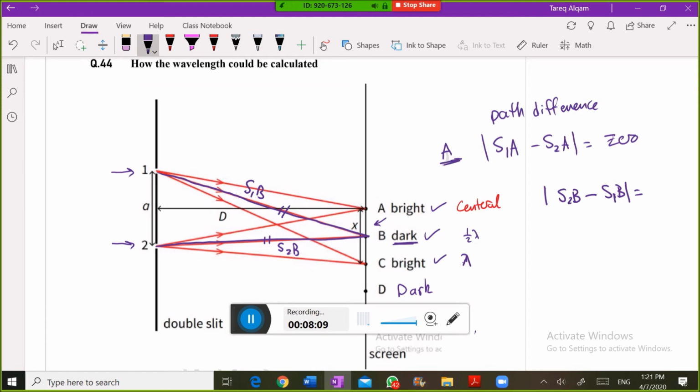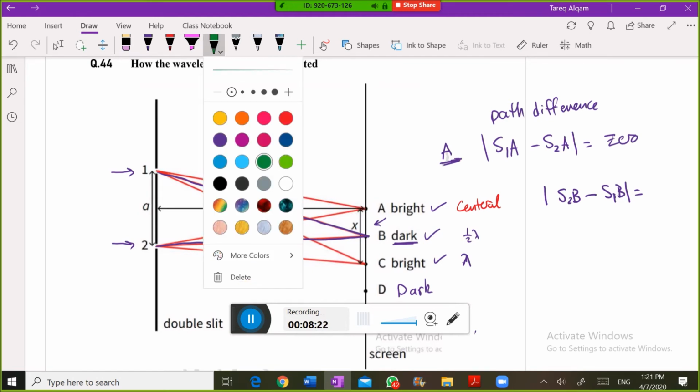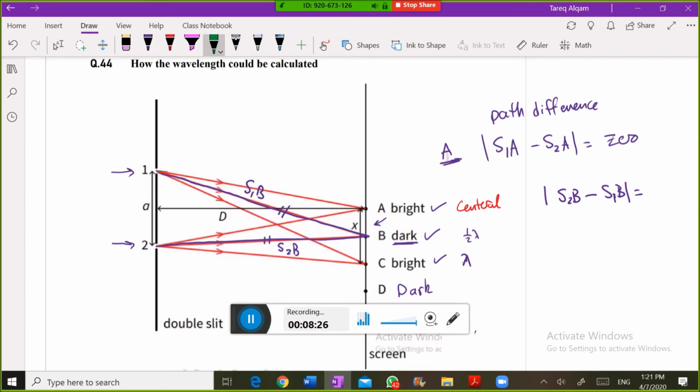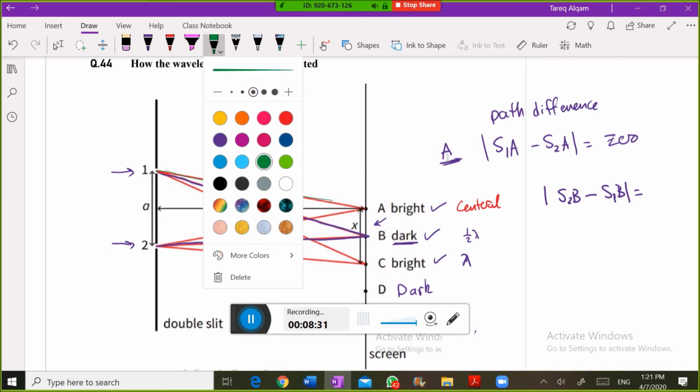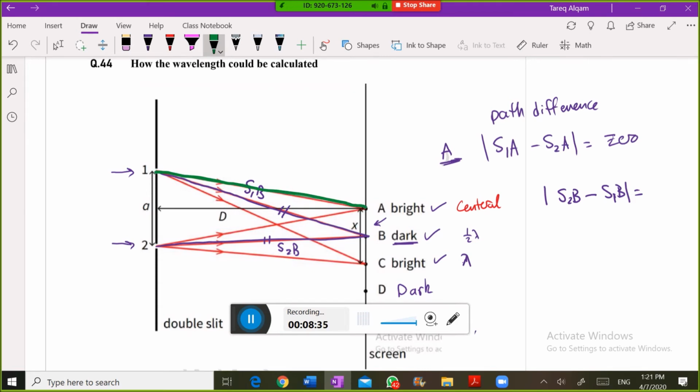Guys, at A, the path difference from slit 1 to A. I will use the green one. Guys, pay attention now to the line that I will draw. This is the path of S1A, the light outgoing from slit 1 to point A. And this is the path of the light outgoing from slit 2 to A. They interfere. If I measure this path and this path, I will find that they are the same, meaning the path difference between them is 0. If I consider point B, if I consider what?